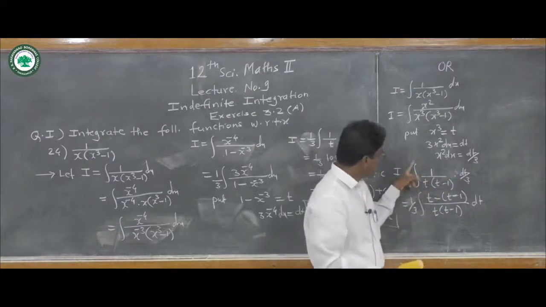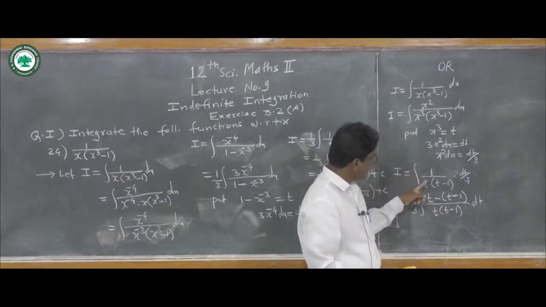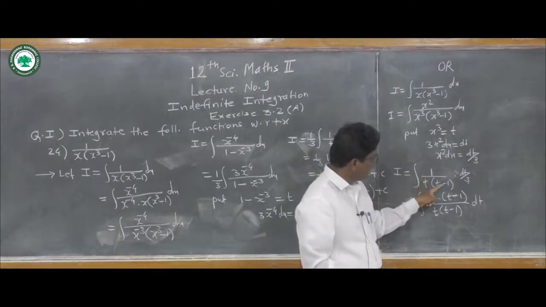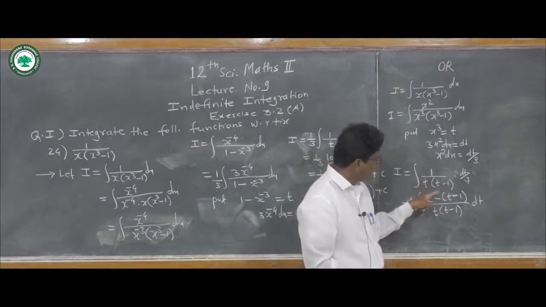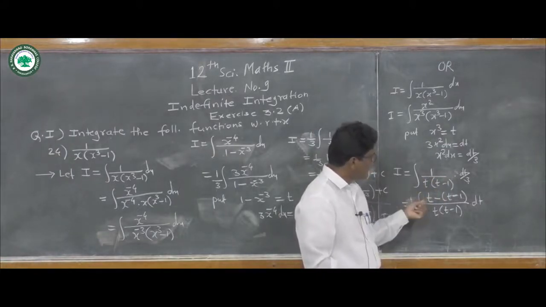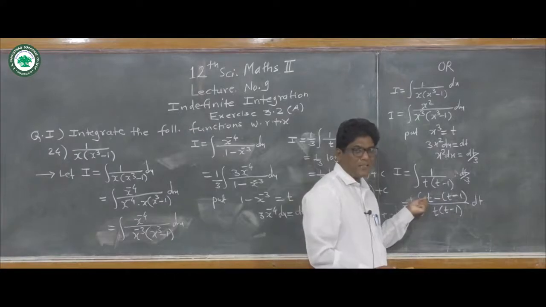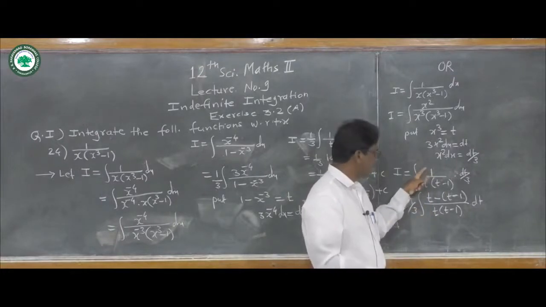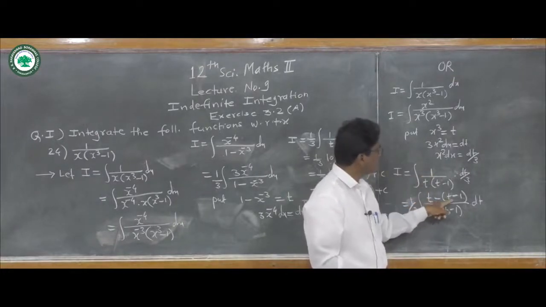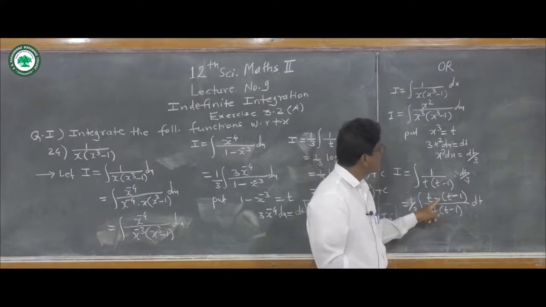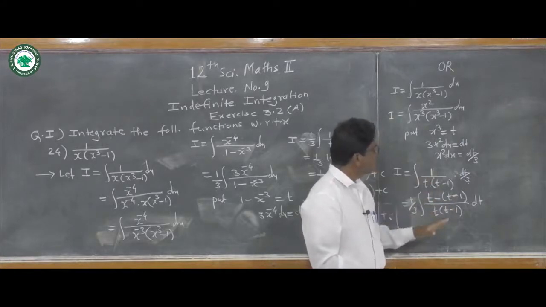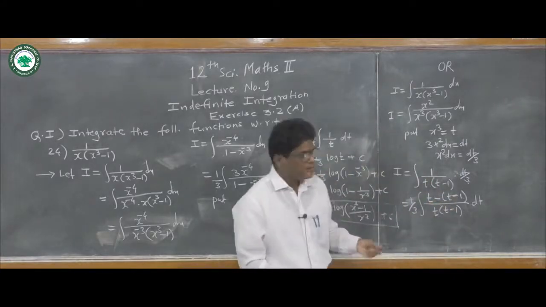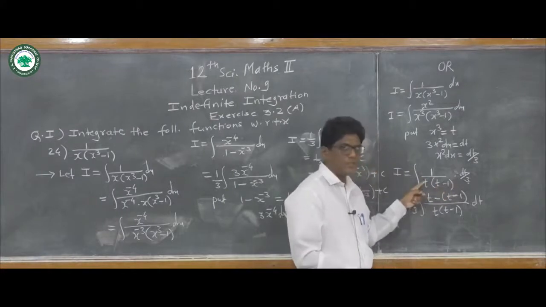So here consider this step, integration of 1 upon t into t minus 1. We arrange this numerator in terms of the denominator like this. This is the trial and error method. We have to take subtraction or addition so that this 1 appears here. If we take the subtraction, t minus minus plus 1. In this way we adjust this 1 in terms of this denominator.